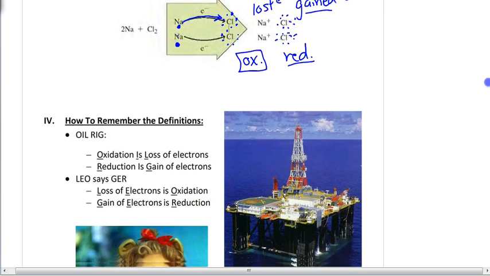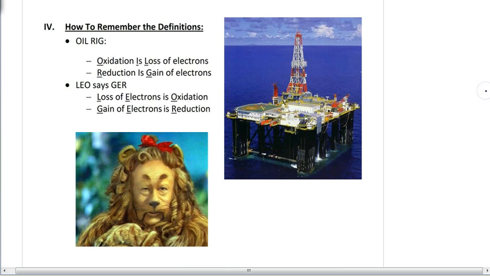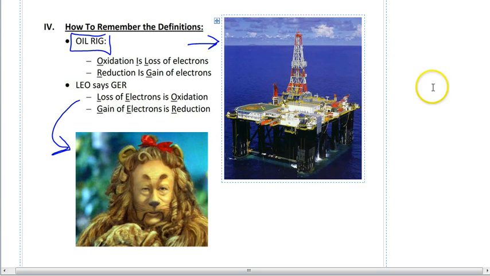But here's what you need to remember. I have a couple memory devices for helping you remember which is which. You can take your pick. I like oil rig because it's a nice, beautiful picture. This is like the BP oil spill. We've got oxidation is the loss of electrons, while reduction is the gain of electrons. Or you could think about Wizard of Oz. Leo the lion says, grr. If something loses electrons, it's oxidation. The gain of electrons is reduction. So take your pick which one you want to use.